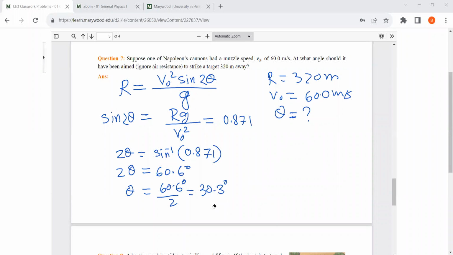This is easy to calculate. The other angle, as we discussed already during class, will be 90 minus this angle, so it will be 59.7 degrees.